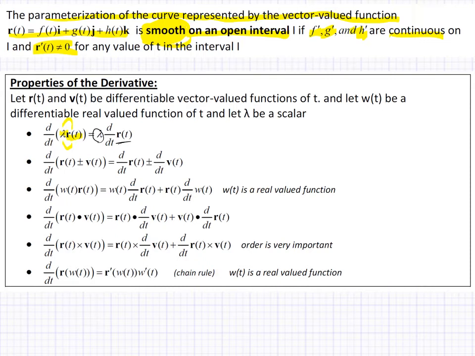The constant multiples can come outside of derivatives. Whether it's the derivative of a real function or a vector valued function, it works the same way. And here's the sum and difference rule.